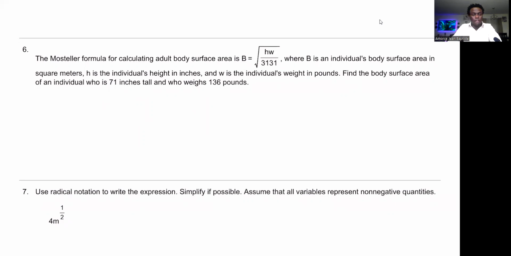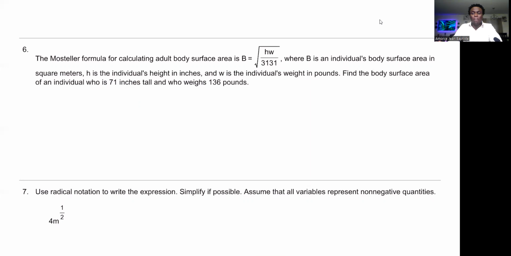The formula for calculating adult body surface area is B equals the square root of the fraction HW over 3,131, where B is the individual's body surface area in square meters, H is the individual's height in inches, and W is the individual's weight in pounds.